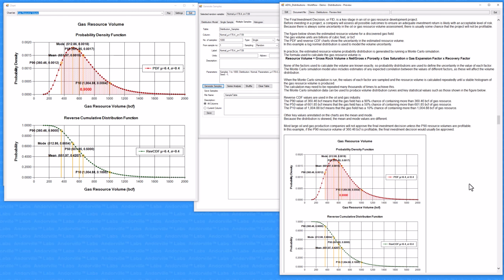When the Monte Carlo simulation is run, the values of each factor are sampled and the resource volume is calculated repeatedly until a stable histogram of the gas resource volume is produced. The calculation may need to be repeated many thousands of times to achieve this. The Monte Carlo simulation data can be used to produce volume distribution curves and key statistical values such as those shown in the figure below.